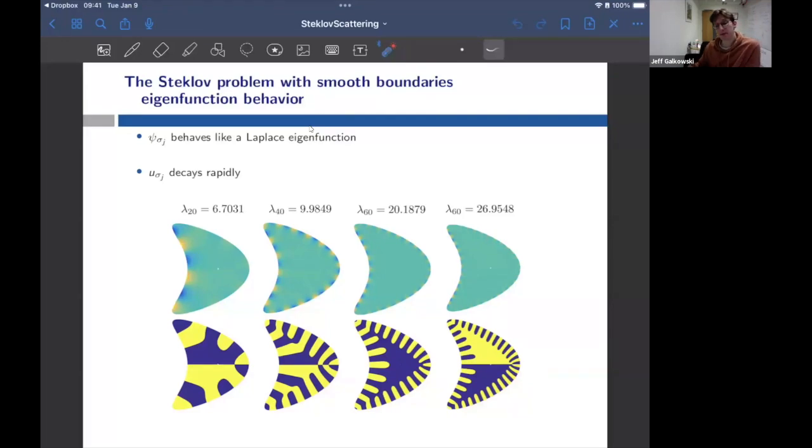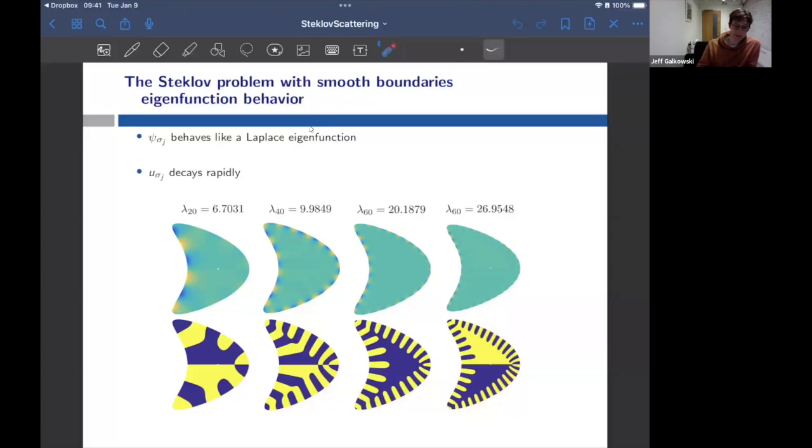And maybe what's more surprising is that if you stare at these pictures, you'll see that the oscillations are very fast near the boundary, but very slow in the interior. And this is really true in at least some dense set of simply connected domains. So you do see new behavior even in the smooth case.